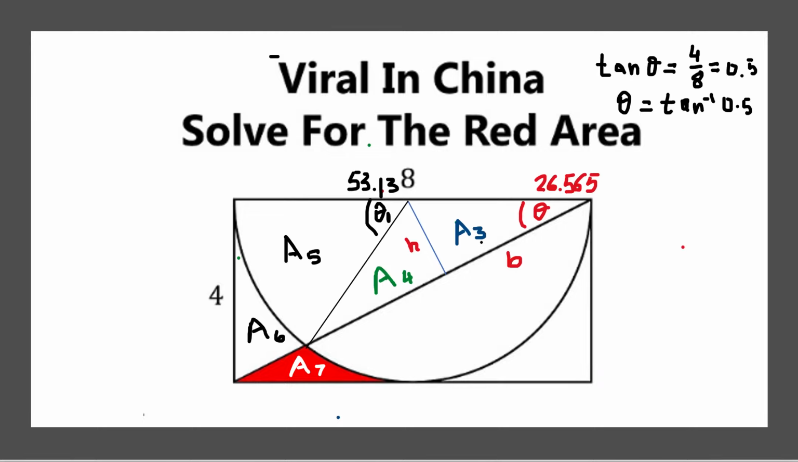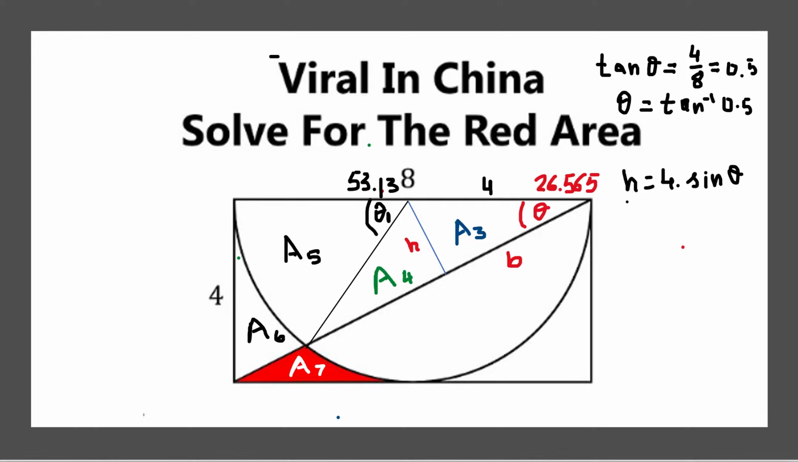So now to find the area A3, and A4, as I said, are congruent, we need to find h and b. How can we find h and b? By using trigonometry. Here the hypotenuse, from this point to this point, is 4, the radius. And now h is the opposite side, so we can take the hypotenuse times sine theta.